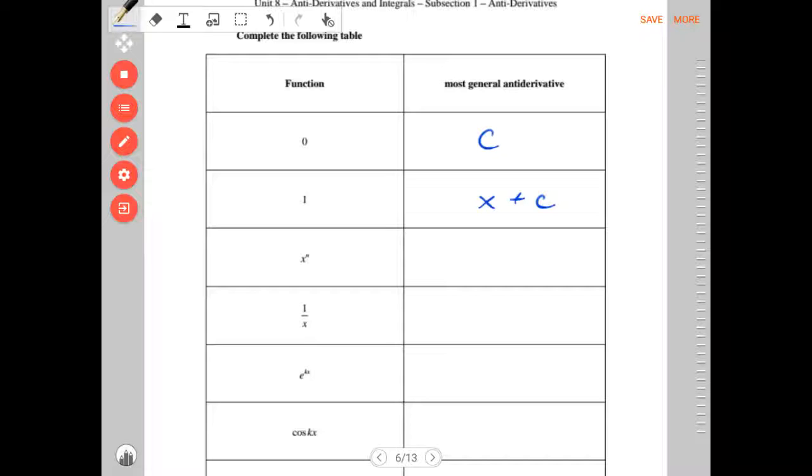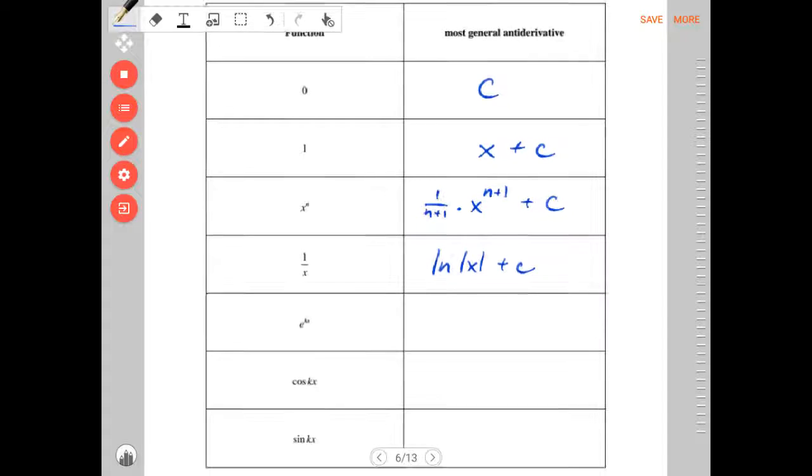Then x to the n, so that's the nice little formula. We raise the exponent by 1, so n plus 1, and multiply by the reciprocal, so 1 over n plus 1. That usually just pops out in front, plus c. So that's the raise the exponent by 1 and multiply by the reciprocal. Then 1 over x, we saw that was ln, sorry, so ln absolute x plus c. So that happens when we have 1 over x.